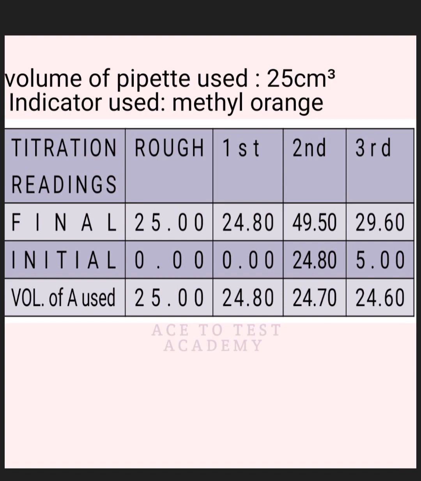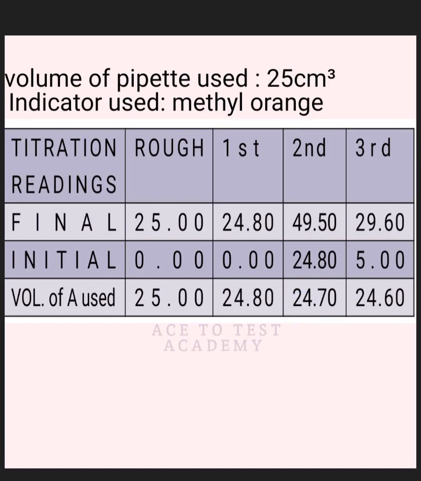So you write your rough, first titre, second titre, third titre, then initial and final volume of acid used. Just write the volume of acid used, what you want to formulate. You need only one titre value. You can use the one that your teacher has done, because that is more perfect than the one of the student. So assuming the one of the teacher is 24.7 now.